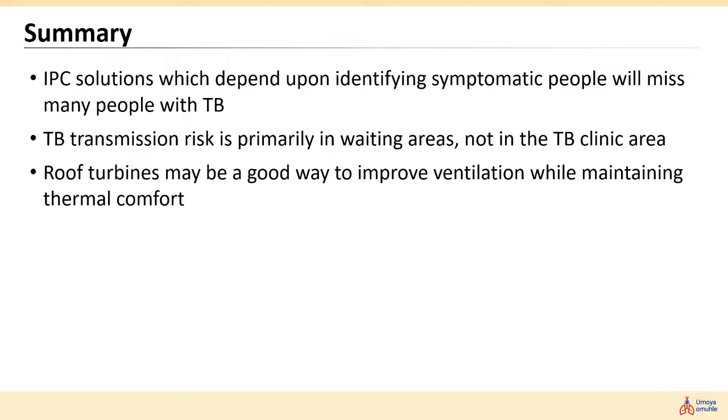Another really key point is that TB transmission risk is widely misunderstood. It's thought to be in areas where there are people with known TB, people who are on treatment, whereas the real risk is for those who are not diagnosed, who are much more likely to be in waiting areas. In the new work on thermal comfort, it looks as if roof turbines, which have been previously suggested by South African authors, may be a good way to improve ventilation while maintaining thermal comfort.